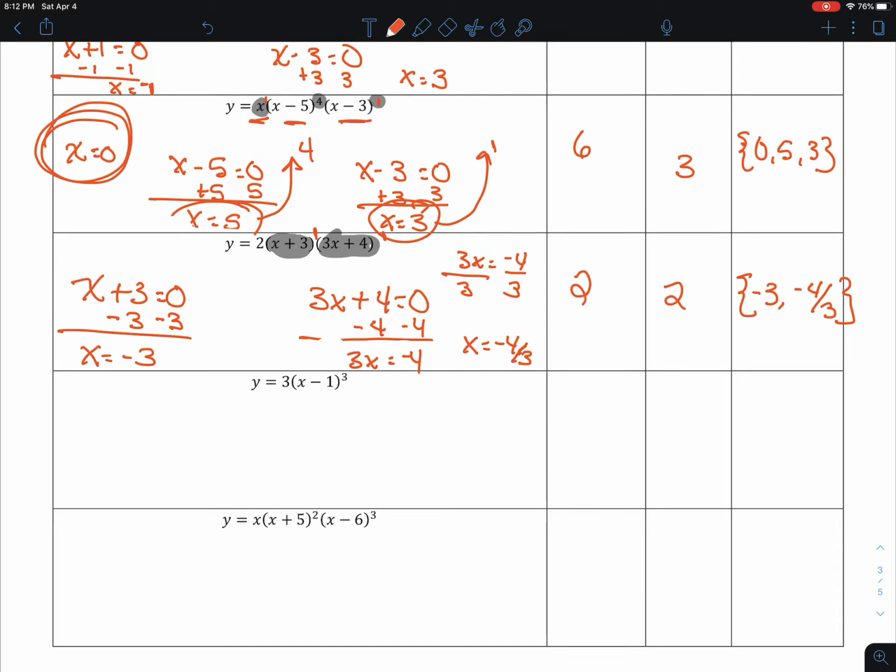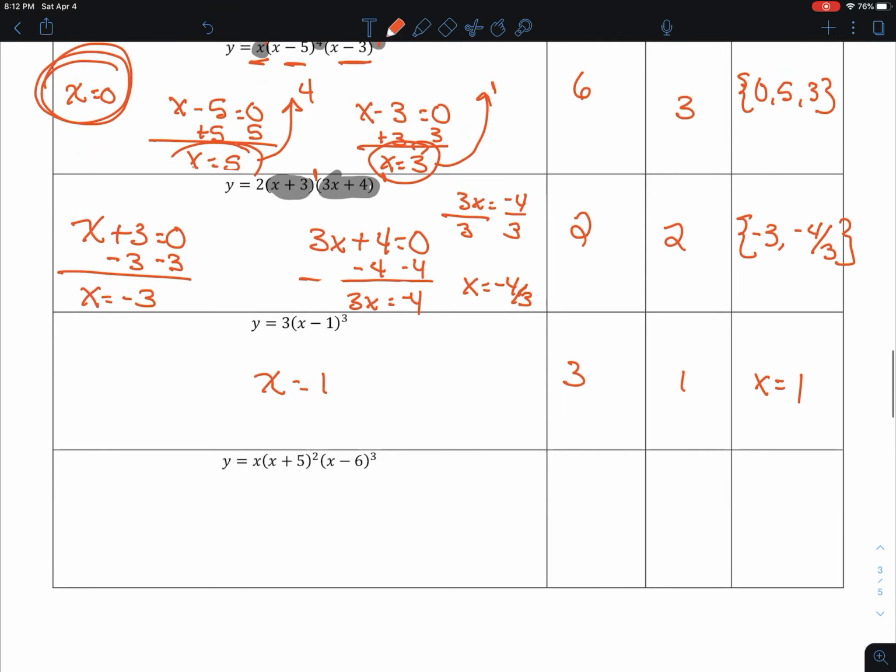All right, so for this one, we only have 1 solution, even though it is a third degree polynomial. Again, we don't count the 3 because it doesn't have an x next to it. So this is a third degree polynomial, and it has only 1 solution, x equals 1. For this one, it is a 5th degree polynomial, and it has 3 solutions. So our 3 solutions are x equals 0, x equals negative 5, and x equals 6.